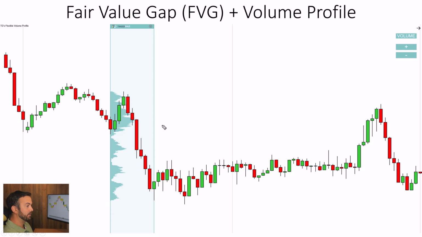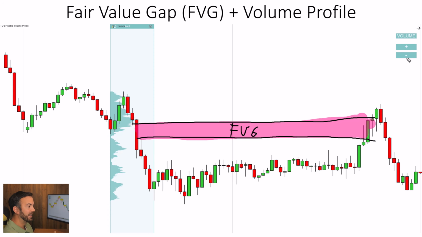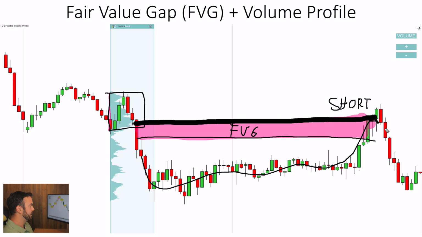Now here is another example. This is a bearish scenario. We have this fair value gap, so that's requirement number one, and requirement number two is heavy volume zone, and we have that in here. This is the heavy volume zone. So if you see that, you just wait for the pullback, and when the price reaches the beginning of the fair value gap, which is this level, then you go short from there.